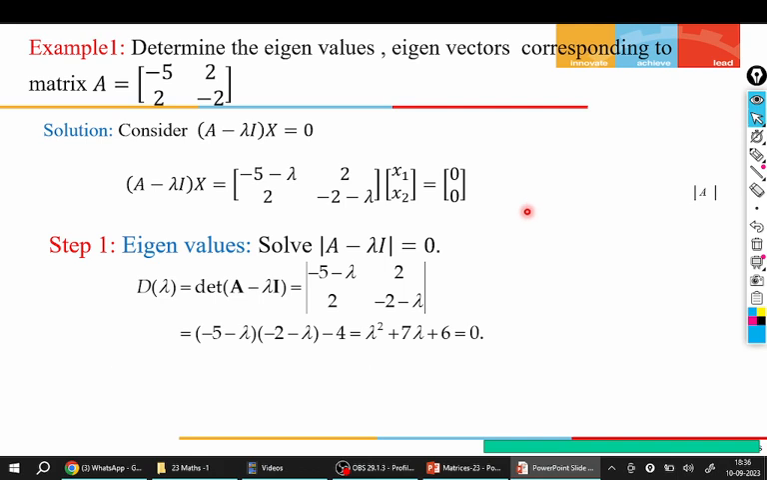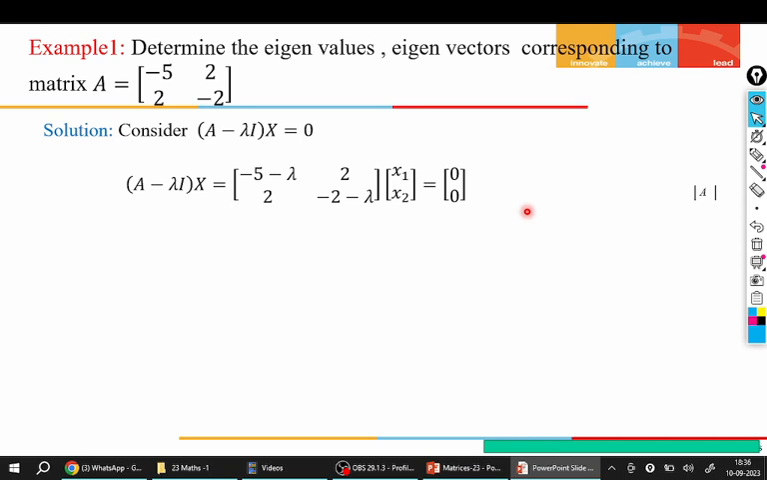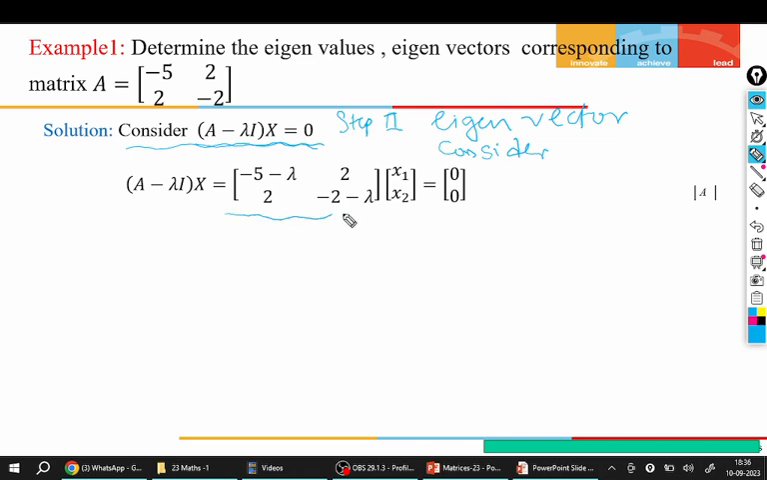Now the step 2. Okay, for the step 2, I will go back again. Step 2, we can say step 2 is eigenvector, and we should consider the matrix equation. Consider (A minus lambda I) x equal to 0. So this is the matrix equation we got. So this is equation number 1. For each value of lambda, we have to solve this equation 1.